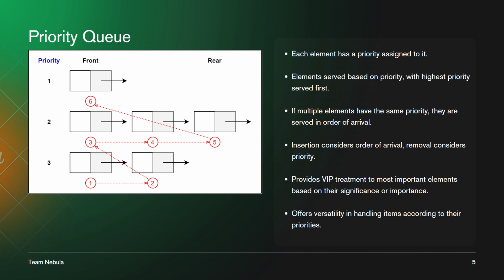So, when we insert elements into a priority queue, we consider the order of their arrival. However, when it comes to removing elements, we pay attention to their priorities. The element with the highest priority will be the first one to be removed from the queue. This makes the priority queue a very powerful and versatile data structure as it allows us to handle items based on their significance and importance. It's like giving VIP treatment to some of the most important elements in our queue, right?